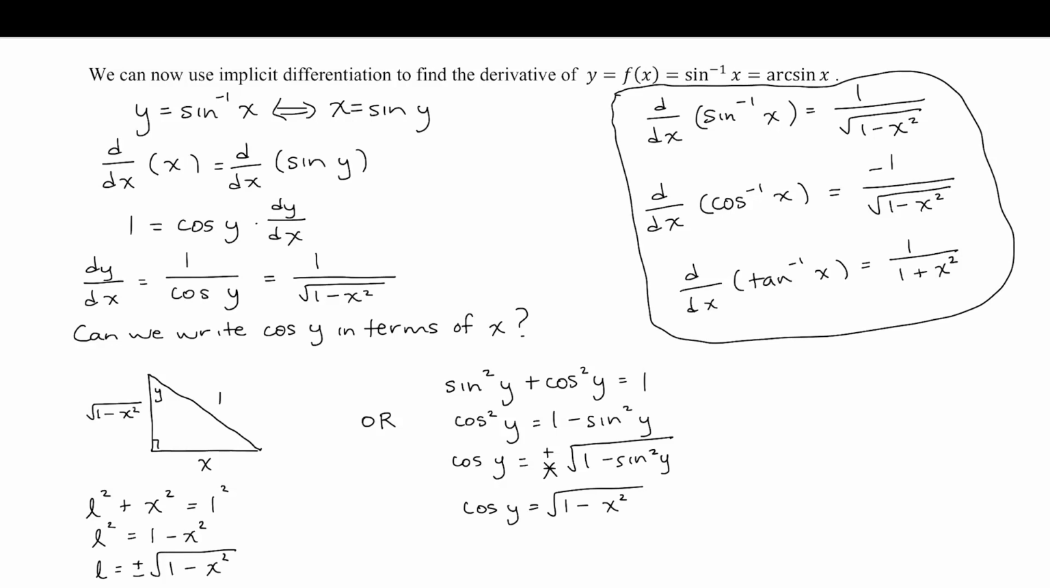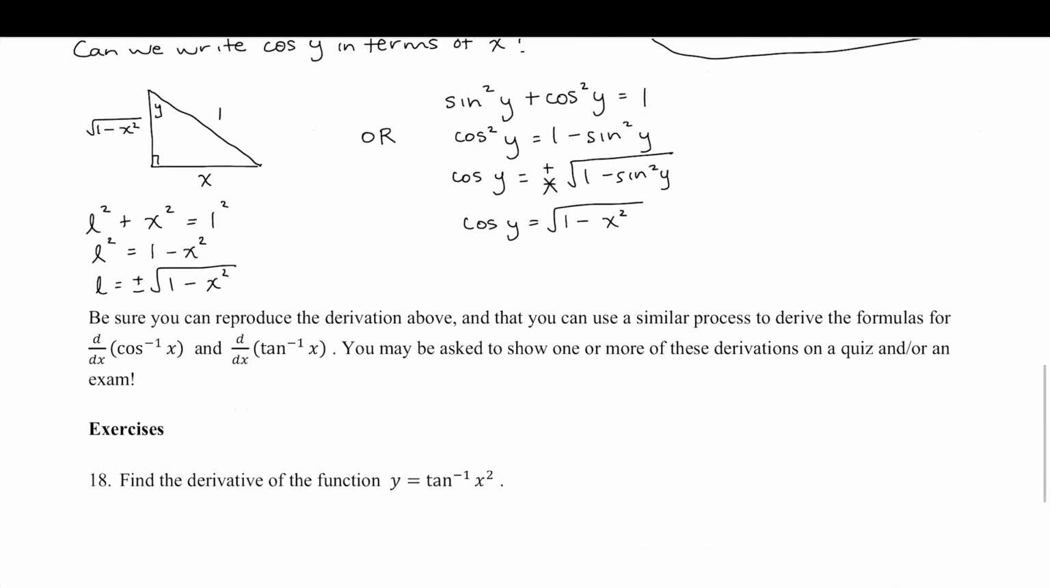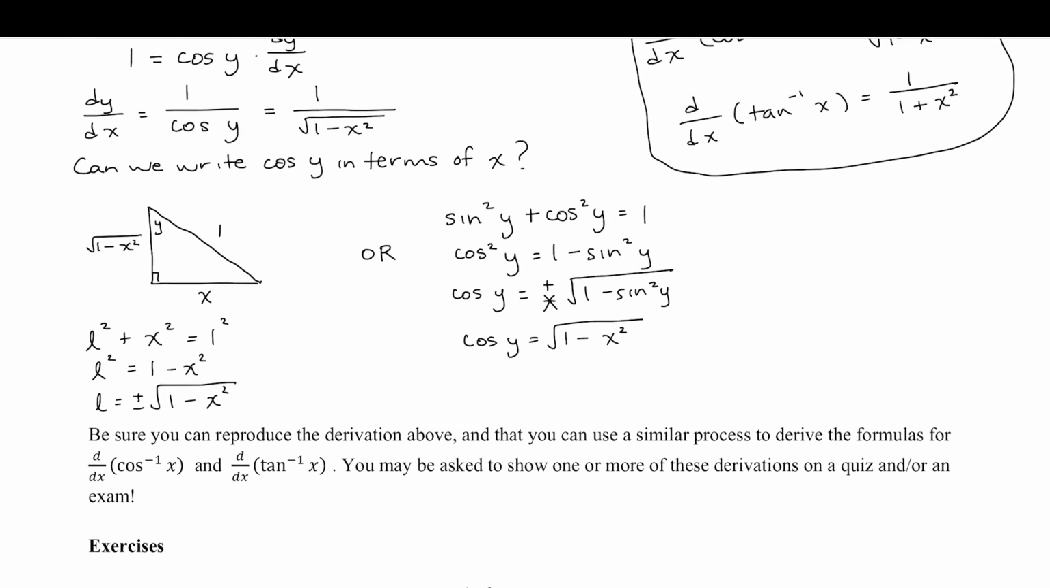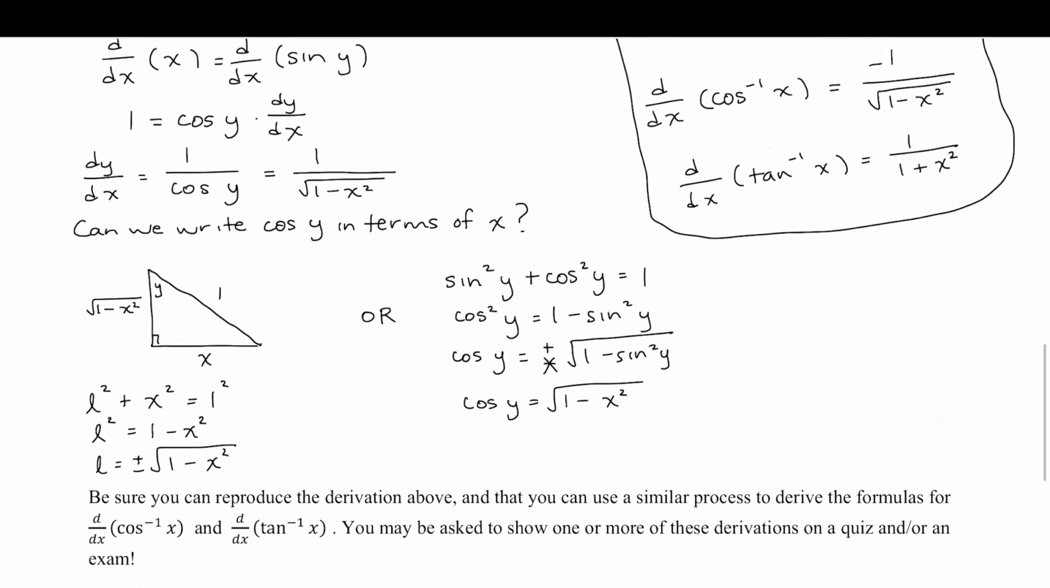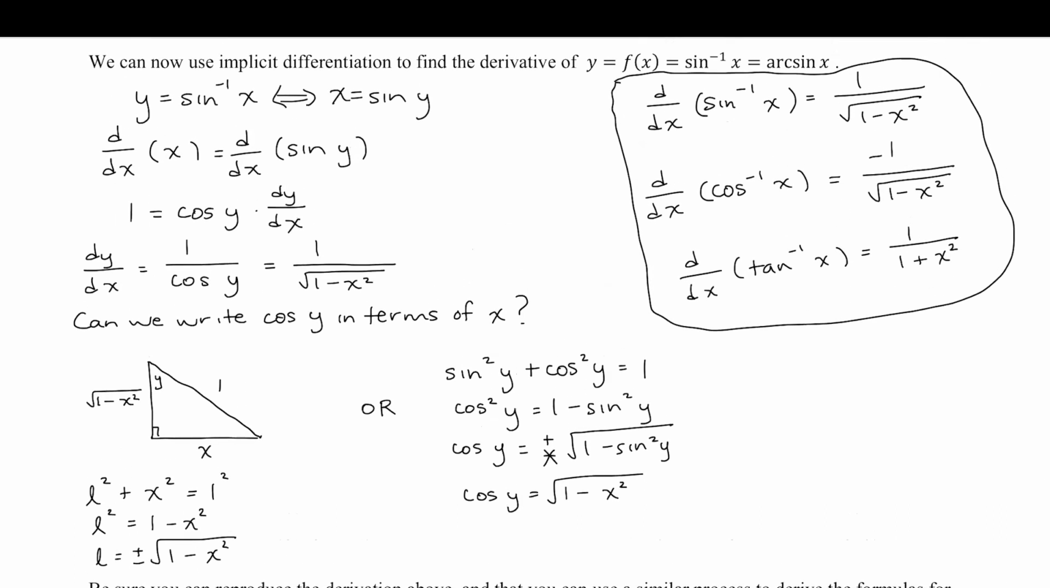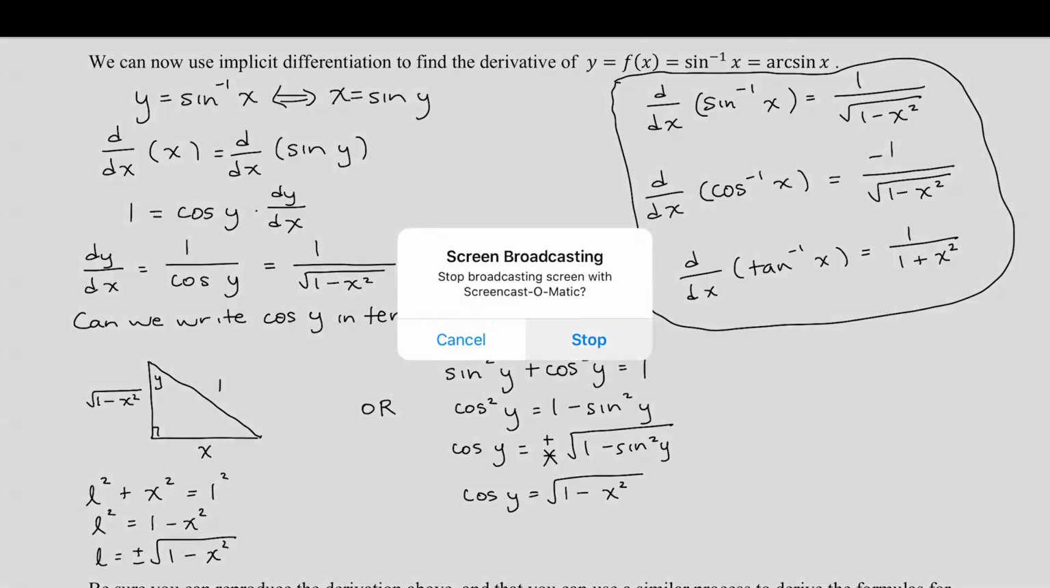So FYI, these are sprinkled throughout section 3.6, and these again are some more rules that you have to know. And it says right underneath here, be sure that you can reproduce the derivation above and that you can use a similar process to derive the formulas for the derivative of inverse cos x and inverse tan x. So I would make sure that you go through each one of those for yourself. The process is similar to what I just did for the inverse sine of x, and just make sure that you can derive those.